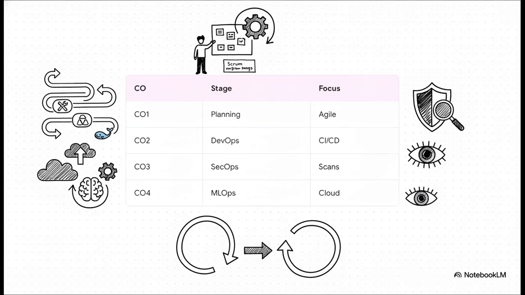CO1 handles the planning side through Agile and Scrum. CO2 tackles DevOps with CI, CD, and Docker. CO3, that's all about security operations and scanning. And finally, CO4 pushes us right into the future with MLOps, cloud deployment, and model training. It's just a complete end-to-end pipeline.